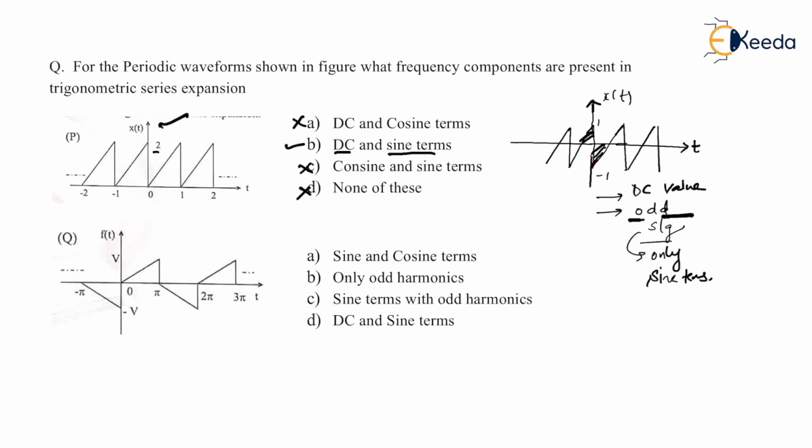Let us go for the next question. I would request you to pause the video and try to solve it yourself. And then after resuming, see whether the analysis that you have done is correct or not. Fine. I'm sure you must have got the correct answer. Let us see. So the question is the same. For the given x of t signal, which is a periodic signal, you have to see what its trigonometric Fourier series will have out of 4 options.